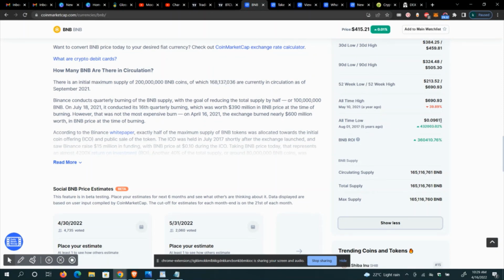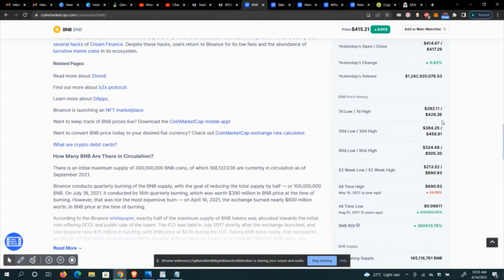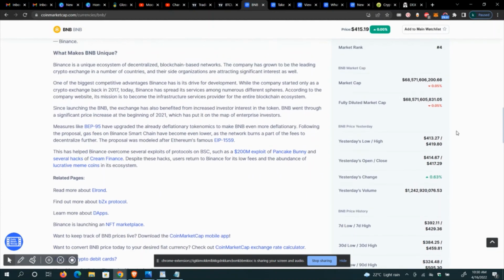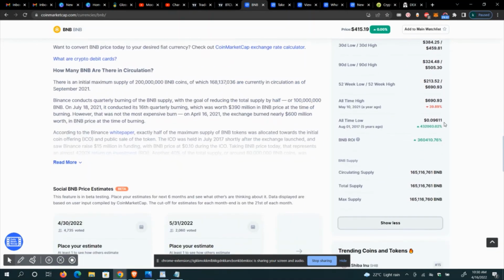So if you imagine you had invested $1,000 in this coin 5 years ago, if you had known about it and bought it at that price, and today the price is at, even when it hit its all-time high, do you know how much you would have made? You would have been a multi-millionaire in dollars with just $1,000. So that is one good thing about crypto.